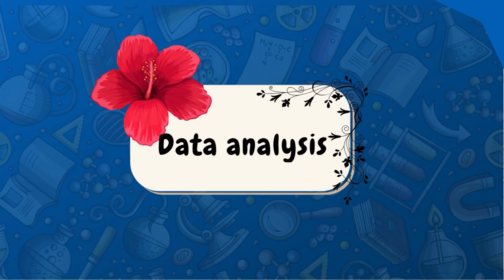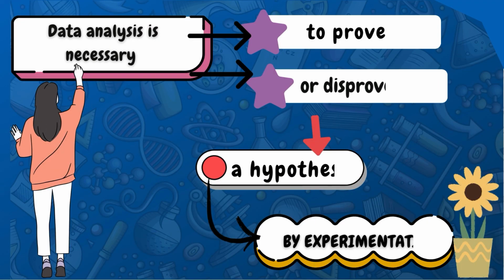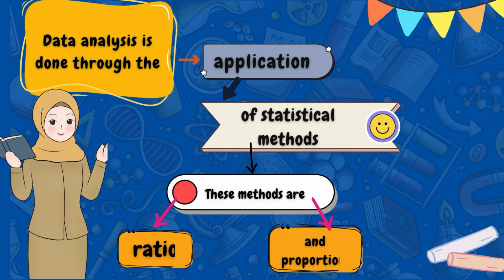Let's talk about data analysis. Data analysis is necessary to prove or disprove a hypothesis by experimentation. Data analysis is done through the application of statistical methods. For example, ratio and proportion.